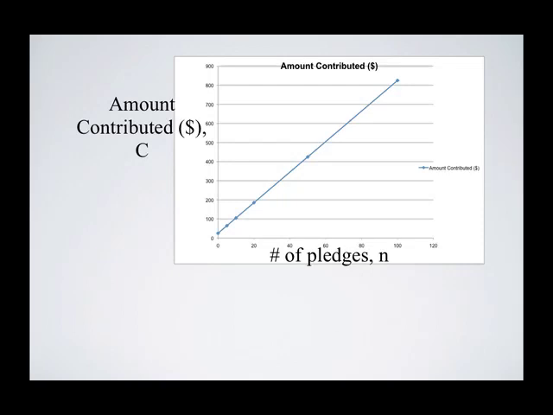When we look at a graph of our table of values, we see the amount contributed being on the dependent axis, the number of pledges being on the independent axis, and the amount contributed being the title.